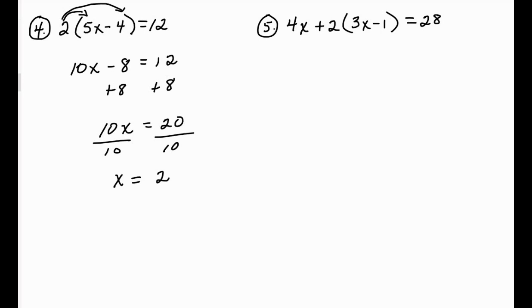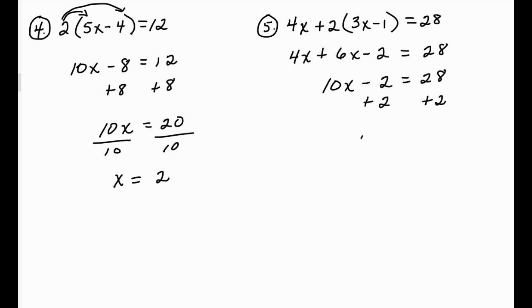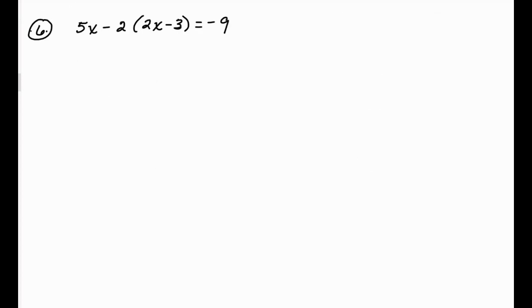On problem 5, again, I'm going to start off by simplifying the left-hand side, which means I need to distribute the 2. So this would give me 6x minus 2 once that's distributed. Then I combine my like terms. So I have 10x minus 2 equals 28. Then I'm going to add 2 to both sides of the equation, and then divide both sides of the equation by 10.